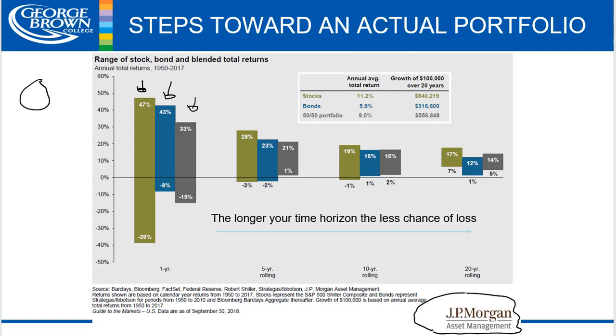So if we look at a piece of a pie, half the pie is in stocks, half the pie is in bonds, okay? That's a 50-50 portfolio of stocks and bonds. And so what are these bars showing us? It's giving us some time horizons here: 1 year, 5 year, 10 year, and 20 year rolling averages. So on a 1 year rolling average, you can see that the maximum loss on a calendar year is that negative 39%, and that's the S&P 500.